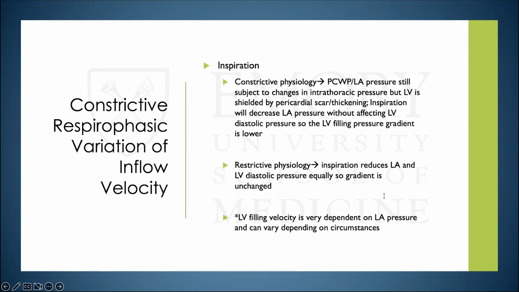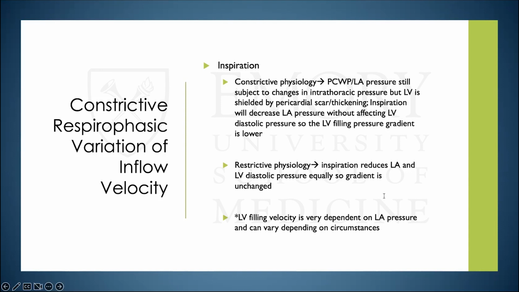The big thing, though, to remember is that this is not always a uniform phenomenon. These velocities depend on certain circumstances and can be very variable. So for example, if you have a patient who has constrictive pericarditis with significantly elevated left atrial pressures, you may not see the changes in terms of inflow velocity on echo, because the pressures are so chronically high. Whereas if you have a patient who maybe has lower baseline left atrial pressures, either from being volume depleted or being earlier on in their disease process, you can appreciate some more of these changes in terms of inflow velocity changes.